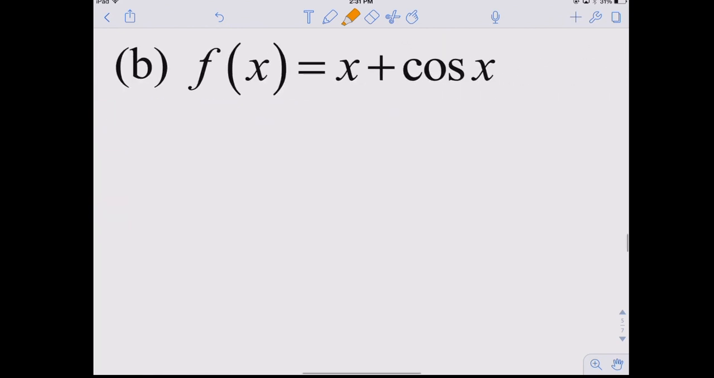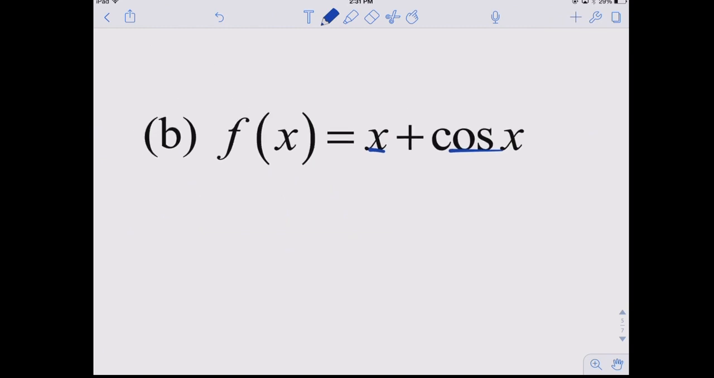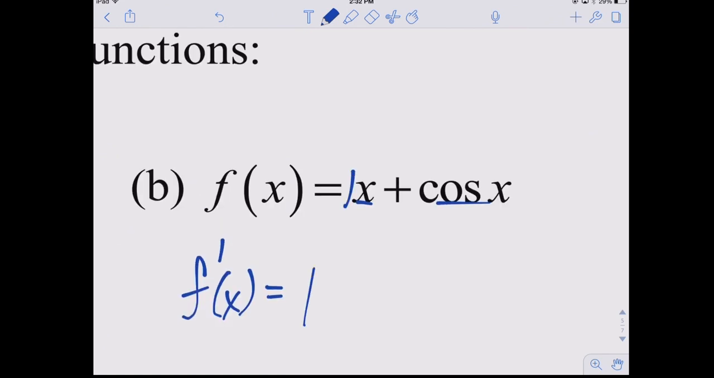All right, letter B. f of x equals x plus cosine of x. I have two terms. Do either of them need to be rewritten? Nope. So the left side becomes f prime, and the right side, the derivative of x is 1. Okay, the power rule works, but you can also think of it, remember, as just a line with a slope of 1 everywhere, 1x. The derivative of cosine, negative sine. And there it is, f prime of x is 1 minus sine of x. Easy. So far, so good.